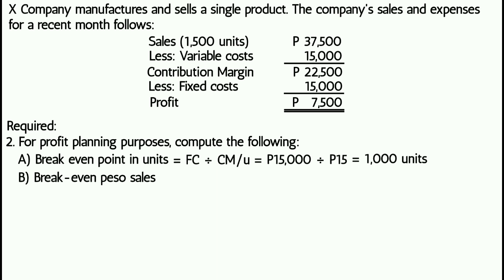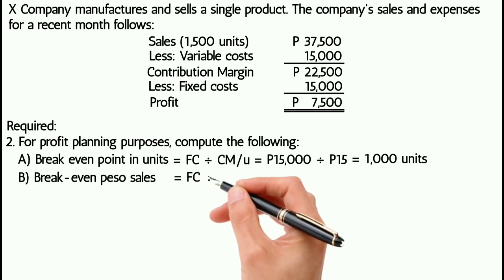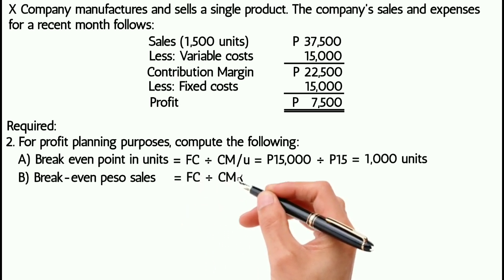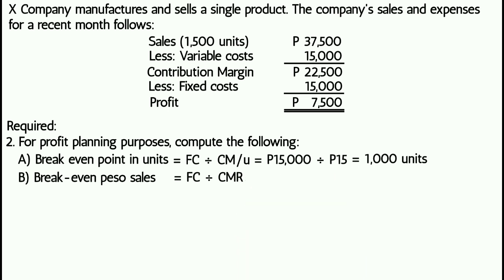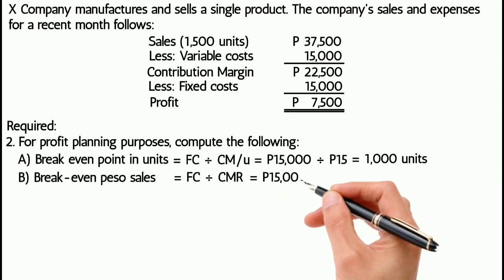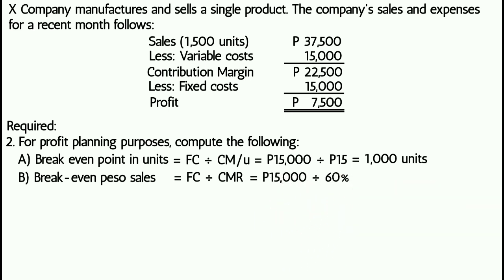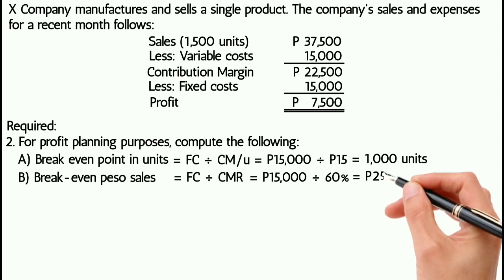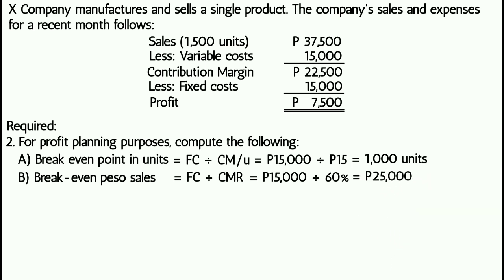Yang break-even peso sales, yan yung break-even point in pesos. The break-even point in pesos is equal to fixed cost divided by contribution margin ratio. Ang fixed cost ay 15,000 pesos at ang contribution margin ratio ay 60%. So 15,000 pesos divided by 60%, that is equal to 25,000 pesos.